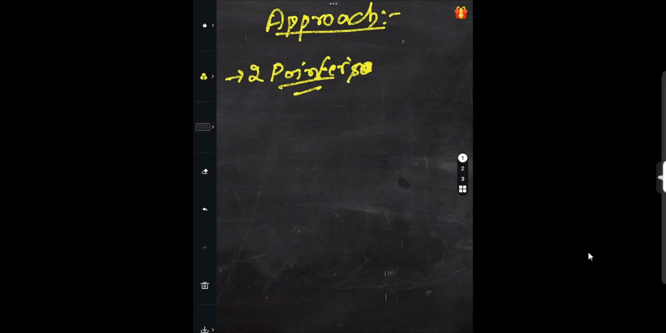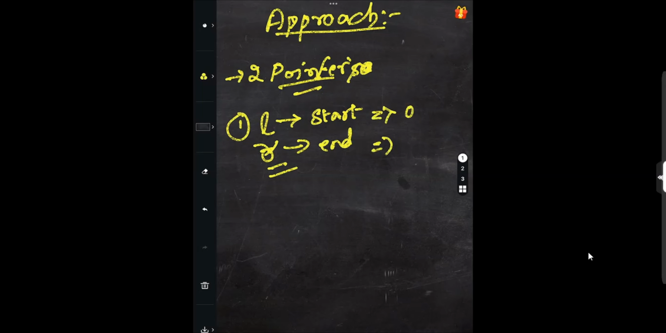We have to initialize the two pointers, left and right. Left we assign to the start or beginning of the array, and right we assign to the end of the array. This is the first step. Left has to point to index 0, and right has to point to array length - 1.